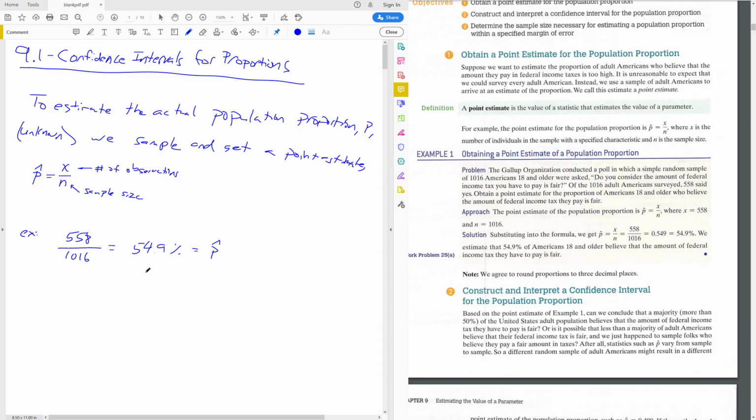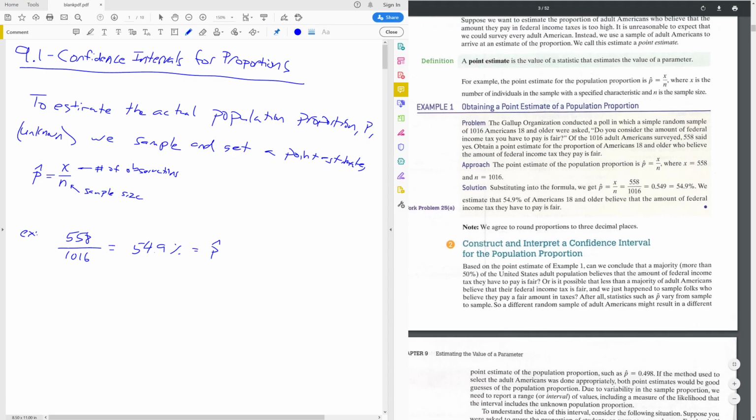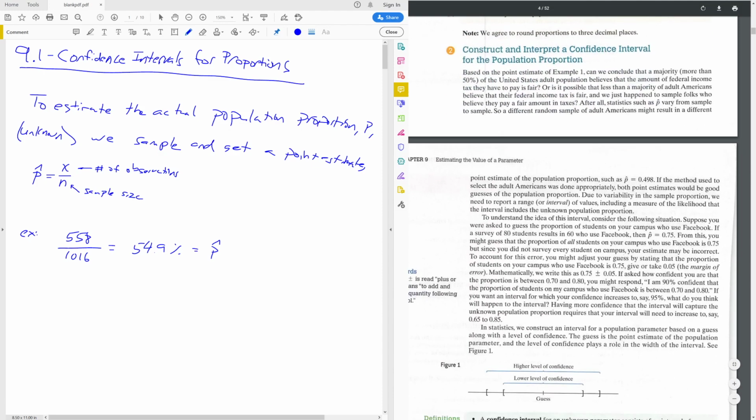So the idea here is that we're going to do one sample, and the point estimate that we get is going to be our estimation. But we're not just going to say 54.9% of people, because we're not sure. What we're going to do is give a little range, and that's what this confidence interval really is. We're going to give a range of values, a spread of values. So let's see how we're going to do that.